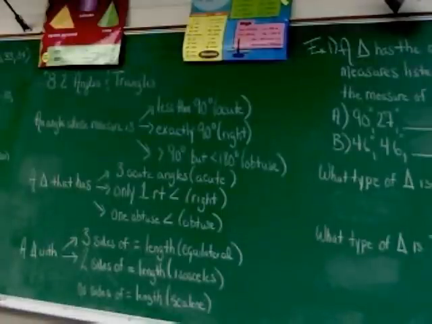And finally, a triangle that has one obtuse angle, again, couldn't have any more, is called an obtuse triangle.